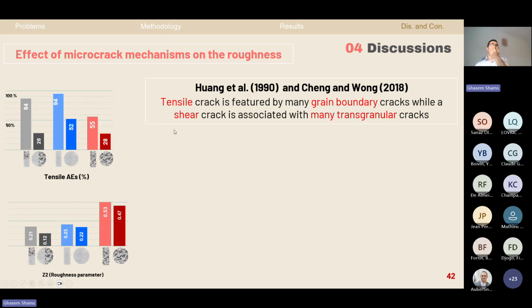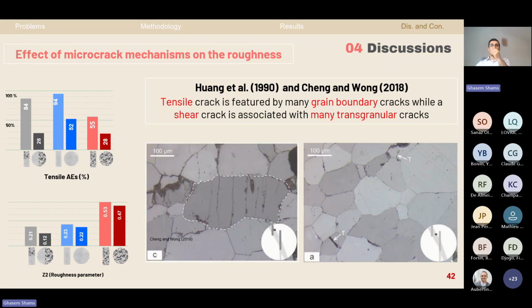And in the literature, in other research, we have seen that tensile cracks are featured by many grain boundary cracks. It means that tensile cracks prefer to go through the boundaries of grains, while shear cracks are associated with many transgranular cracks. Here is the microscopic thin section of the cracks under the tensile load.